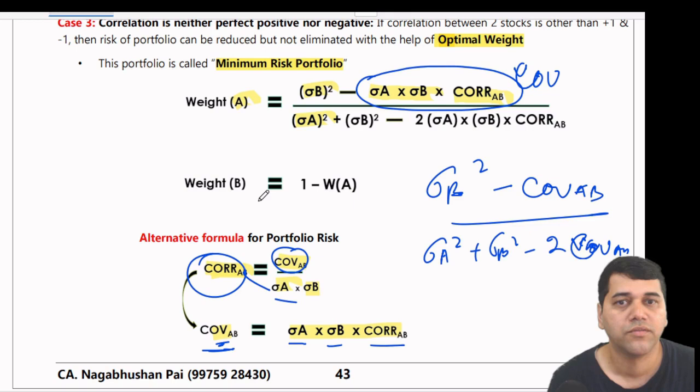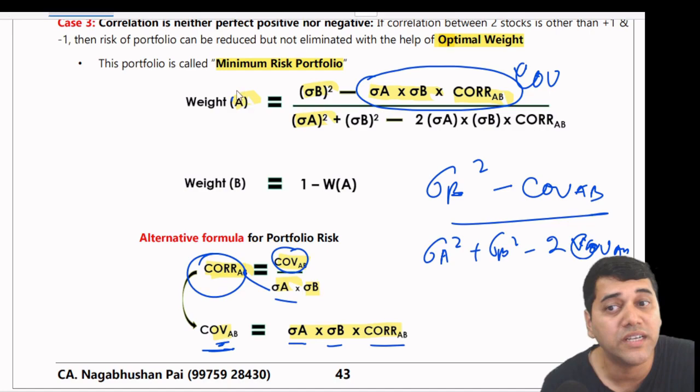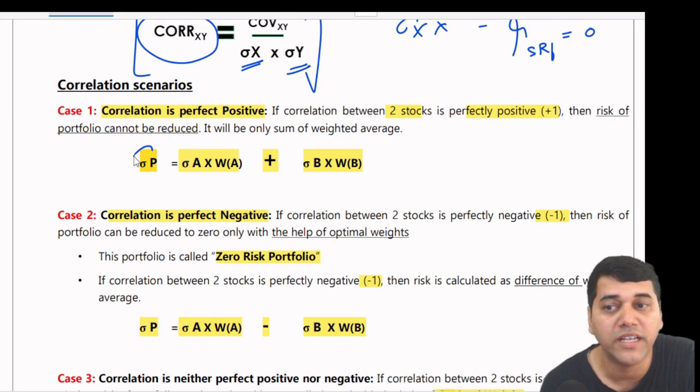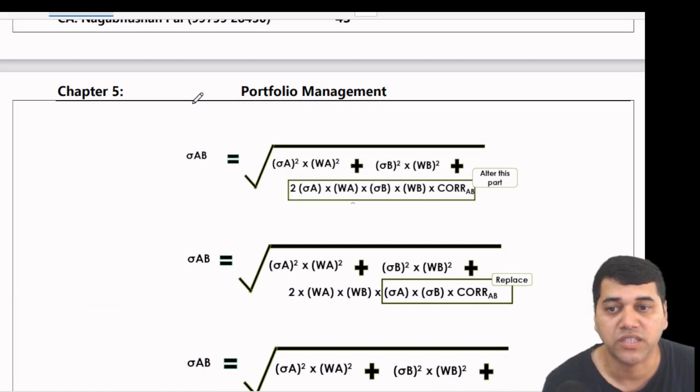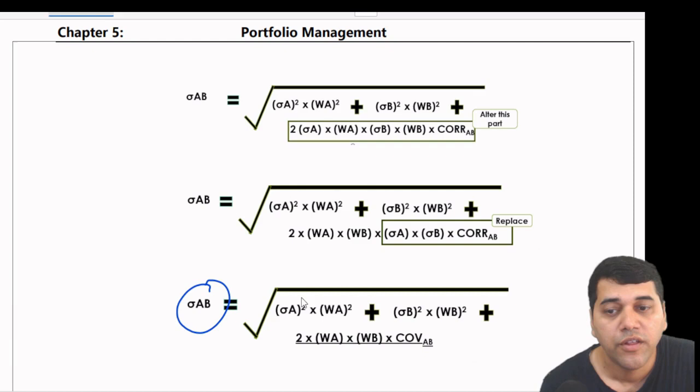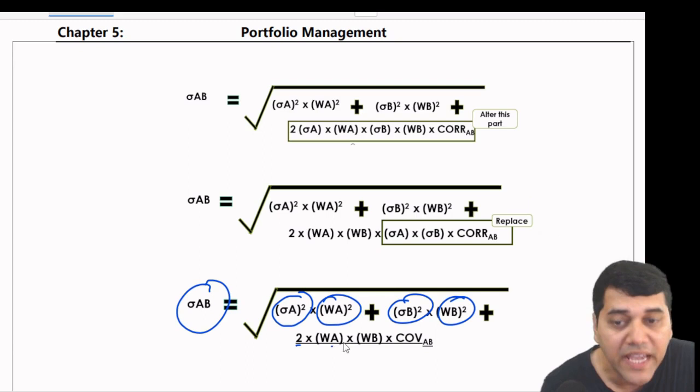This is used to calculate the weight. That is my first step. Now, in all the previous cases, I was calculating the standard deviation of the portfolio, the risk of the portfolio: how much my expected return of the portfolio can change. For this, I use this equation. Portfolio's risk is equal to standard deviation square of A into weight of A square plus standard deviation square of B into weight of B square plus 2 times weight of A into weight of B into covariance, or this correlation.